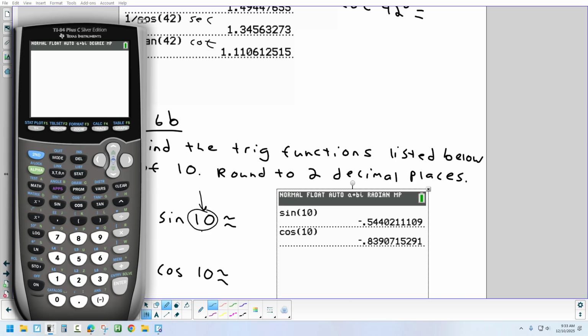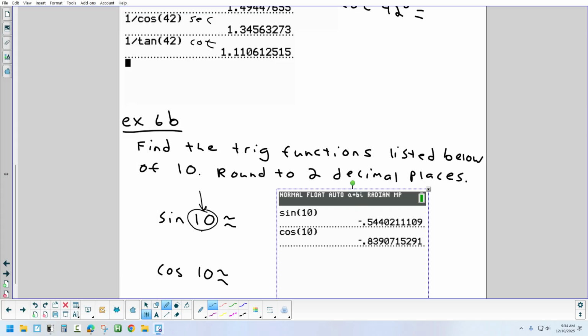If you leave your calculator in degrees and you do that, you should get exactly the same answer. 10 times 180 divided by pi. Order of operations is fine. The calculator will figure all that out. But I get exactly the same answer, negative 0.544. So you can leave it in the same mode if you want to convert it manually. I generally switch the mode. The only danger with switching the mode is you might have to go back and forth several times depending on the question. Any question on that?